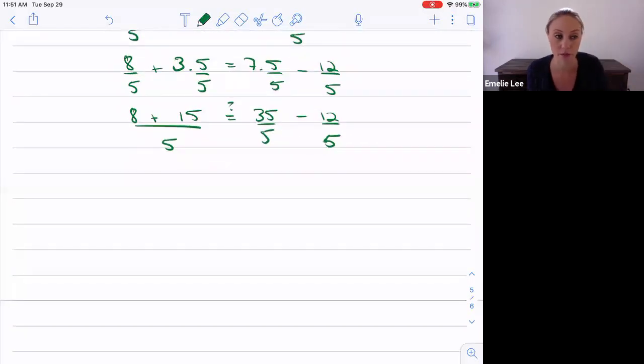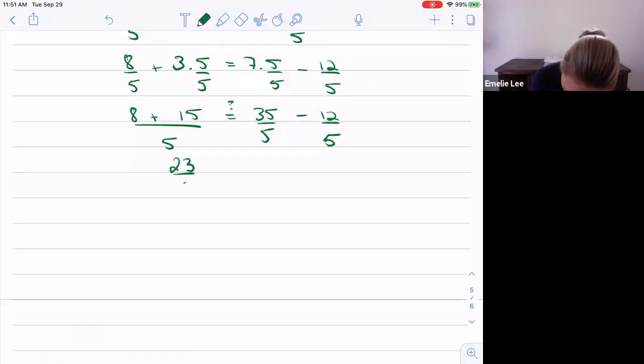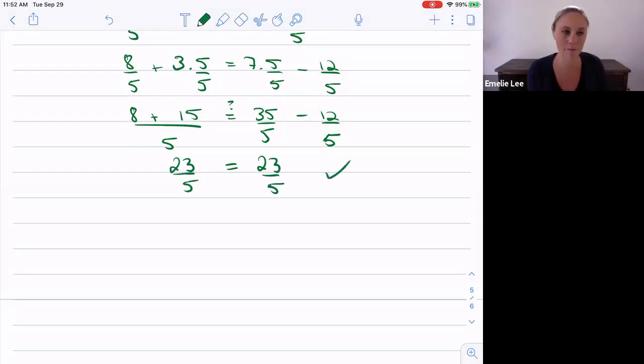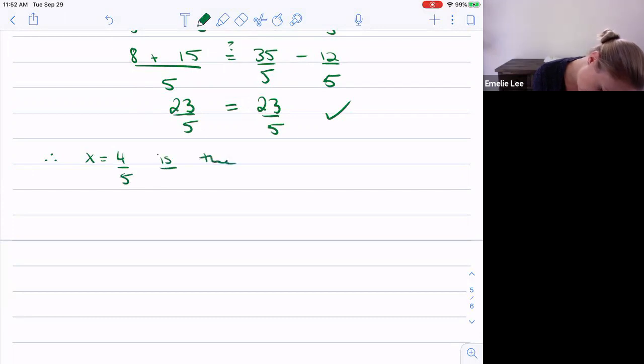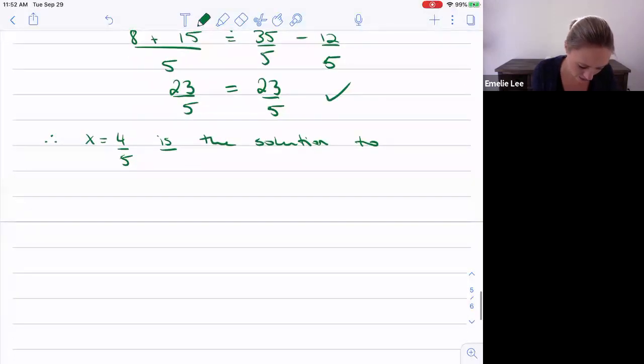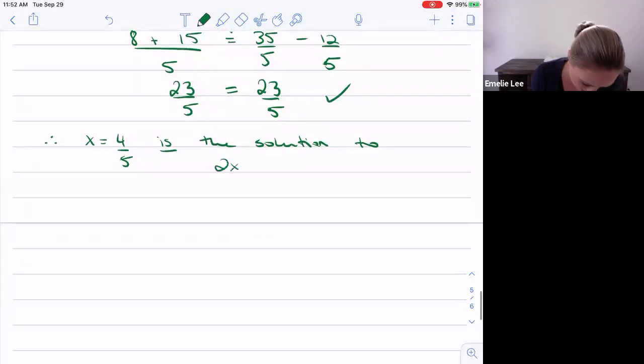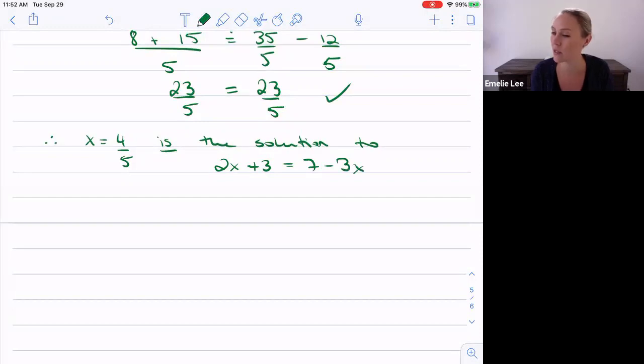Here, just to be sure, I'm going to use my calculator. And so I've got 8 plus 15 is 23 over 5. Hopefully that equals 35 minus 12. It does. 23 over 5. Therefore, x equals 4 over 5 is the solution to 2x plus 3 equals 7 minus 3x. Nice.